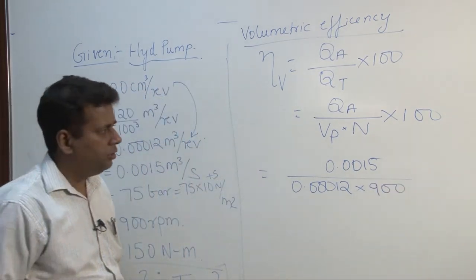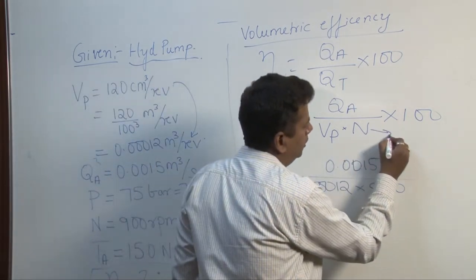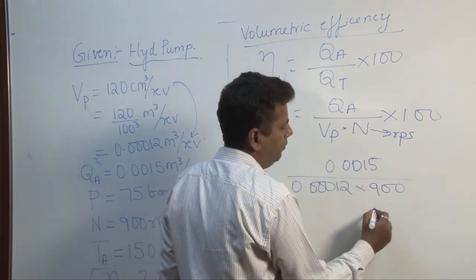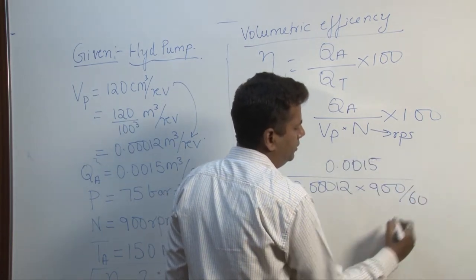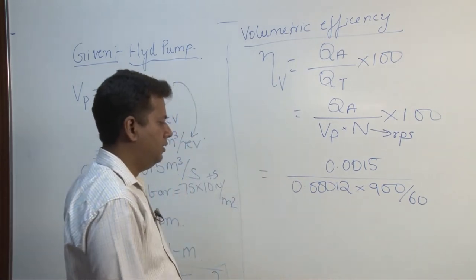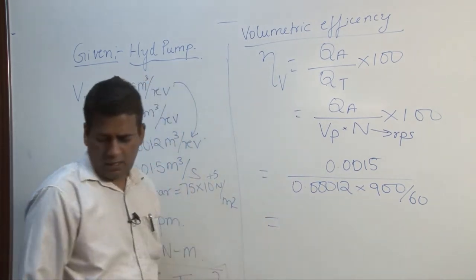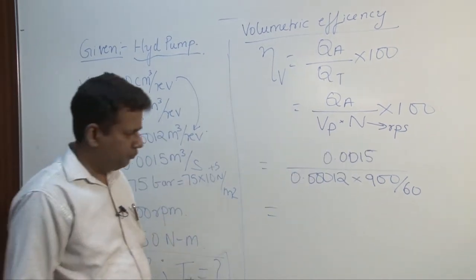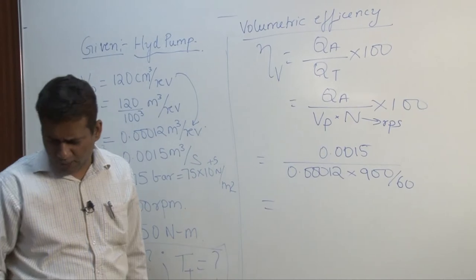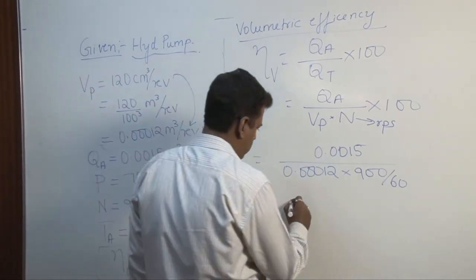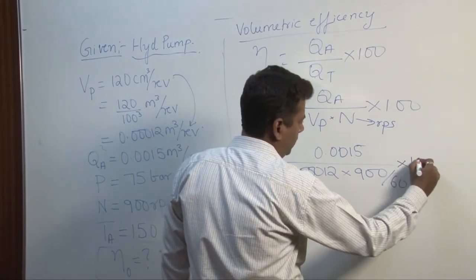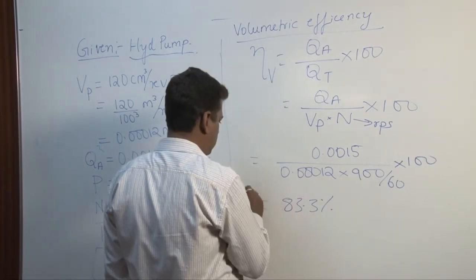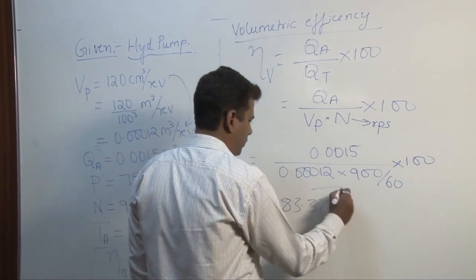So, we should convert this into RPS. For that, we divide by 60. 900 divided by 60, so we get the answer as 83.3%. You can multiply this by 100. So, 83.3%. So, this is the volumetric efficiency.